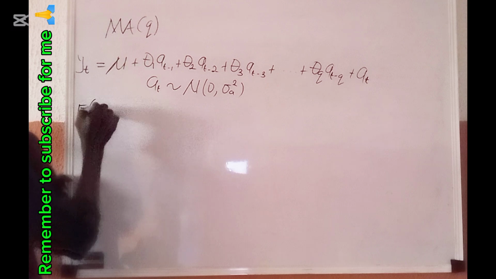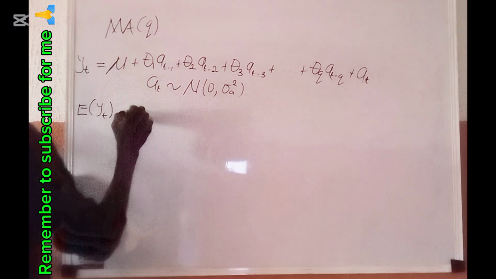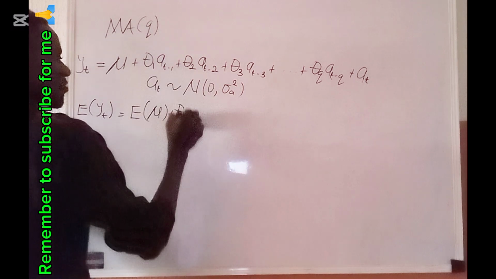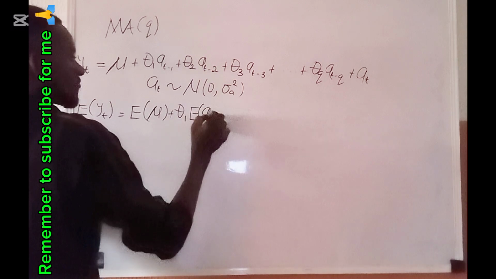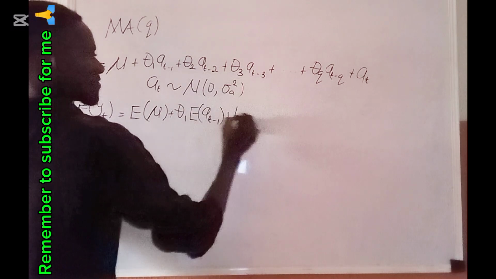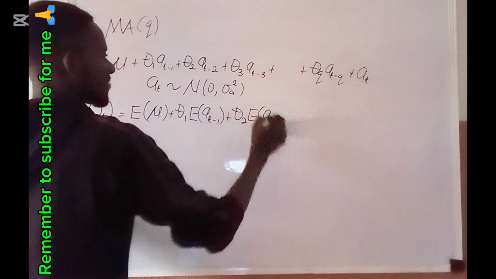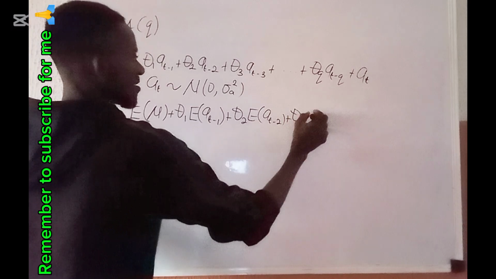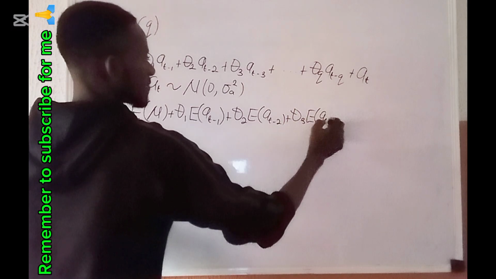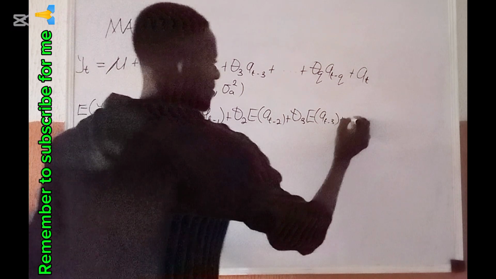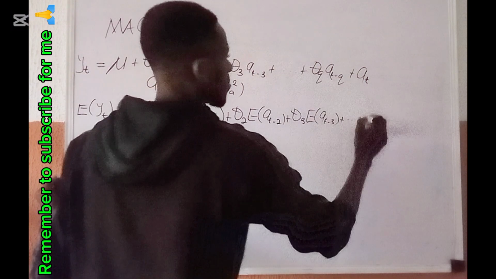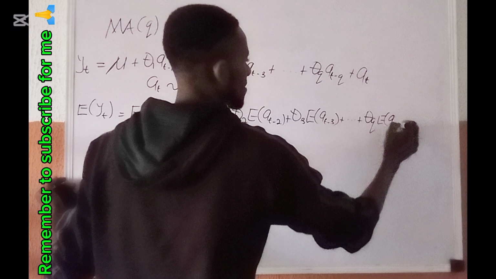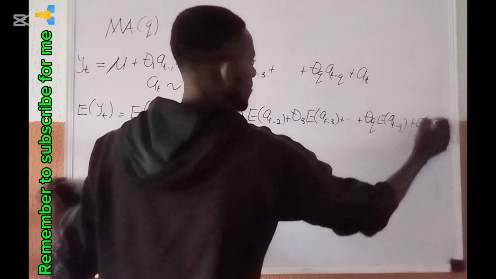E of Y of t is given as E of mu, plus theta 1 E of A of t minus 1, plus theta 2 E of A of t minus 2, plus theta 3 E of A of t minus 3, plus dot dot dot, plus theta Q E of A of t minus Q, plus E of A of t.